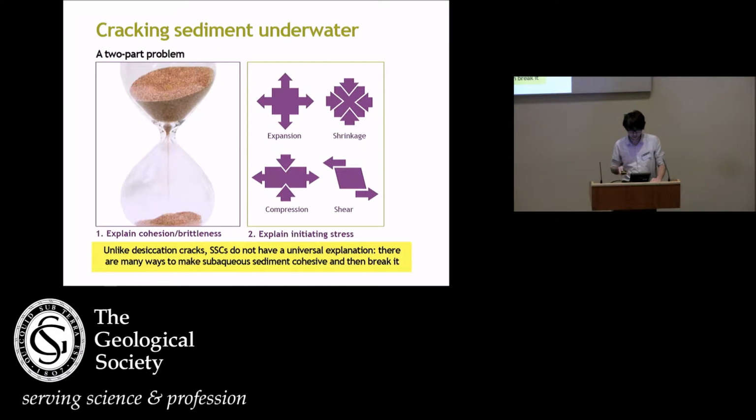So how can you form cracks in sediments underwater? I think it's a two-part problem. The first part is the sediment needs to be cohesive. Sand grains will, of course, just flow. Silt will just flow. Clay has a certain amount of cohesiveness because of the attraction between clay particles. But many sediments simply will not behave in a brittle way unless there is something extra that's binding them together.